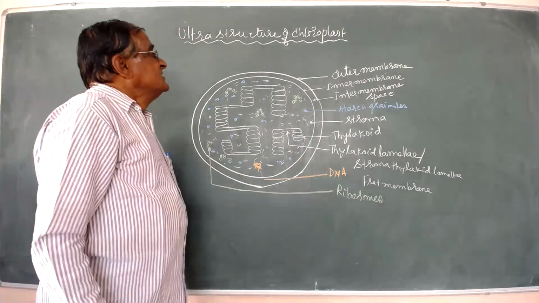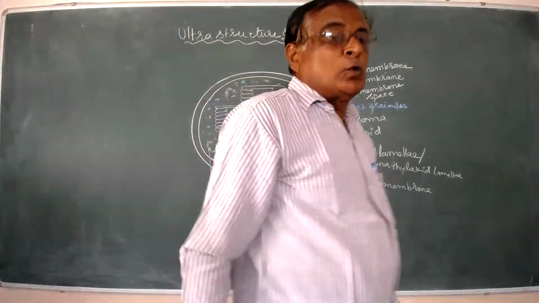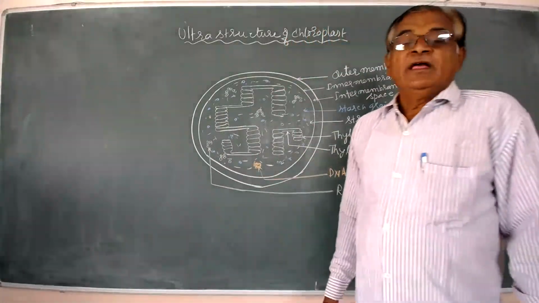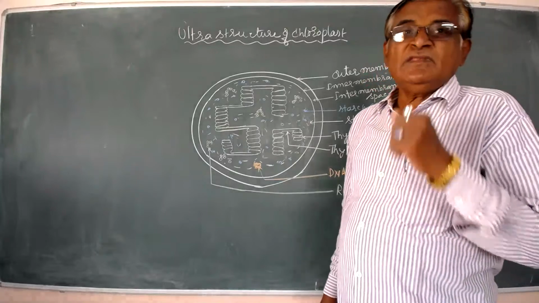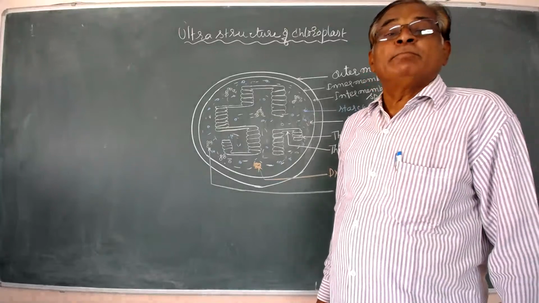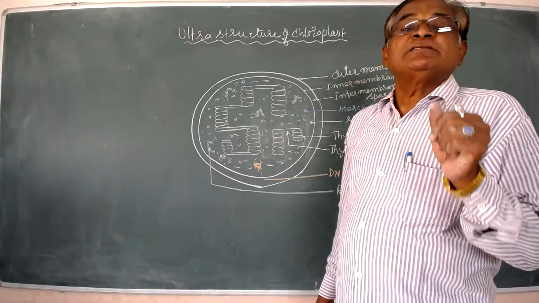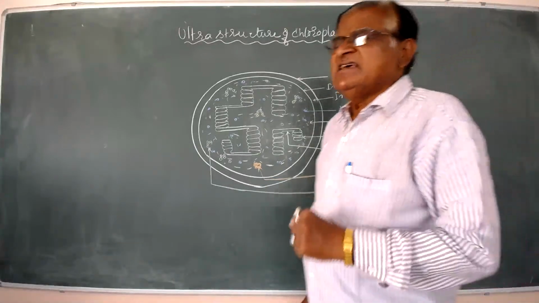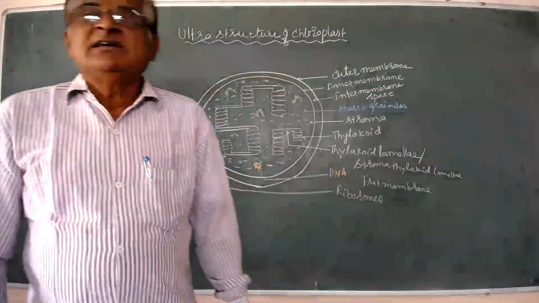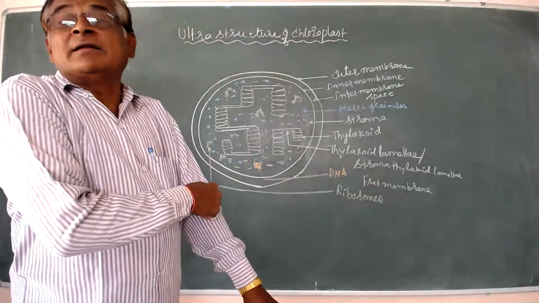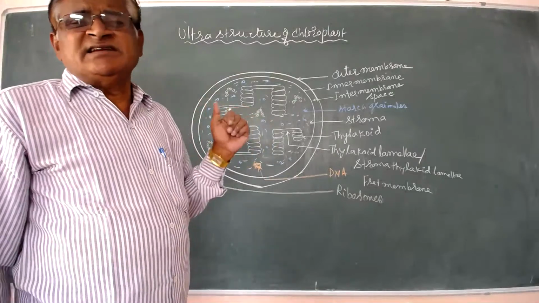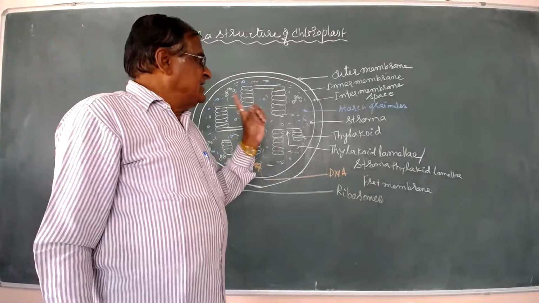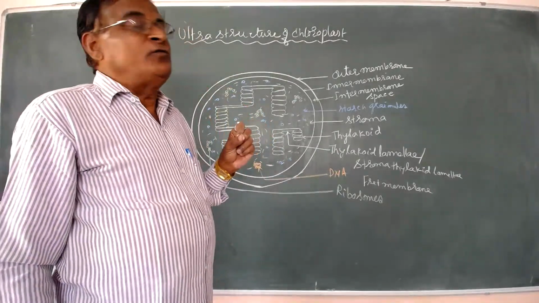See, this is the ultrastructure of the chloroplast. The most important character in the plant is the presence of the chloroplast in the cytoplasm. It is a cell organelle. It is green in color because of the presence of the chlorophyll pigment. So it is a plastid, but it is green in color because of the chlorophyll pigment.